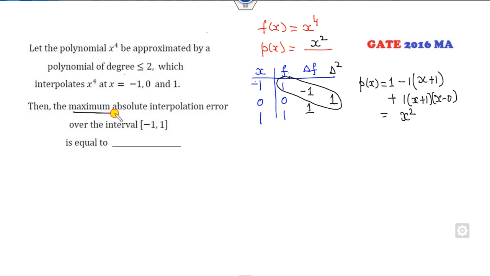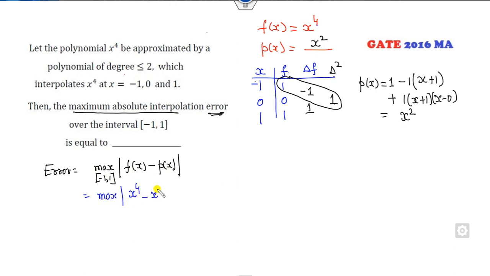Then your target is to find the maximum absolute error. How can you find the error? It's a maximum absolute error. So f of x, firstly I can write for you here, it is my f of x minus p of x over the domain minus 1 to plus 1. Now I can substitute this value. This is my x to the 4 minus x square. So what is the maximum value of this?